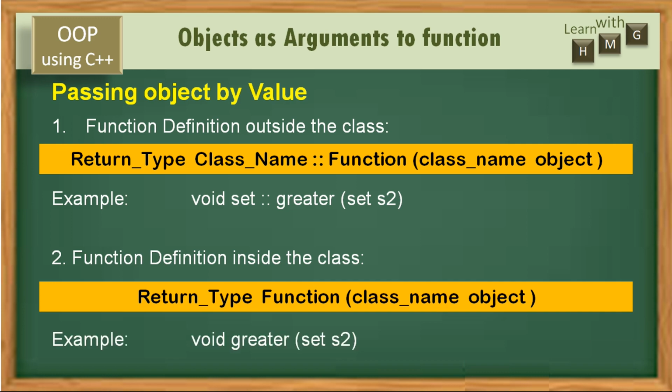For example, if you want to write the definition of member function inside the class, the function definition will be like this. The return type will be void greater, within brackets set class, that is, and then object s2. So in this way you can define a member function inside the class which accepts object as argument.